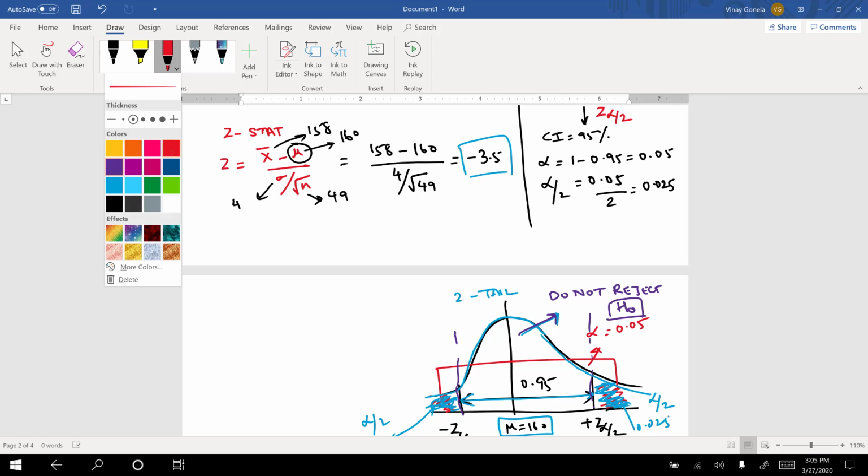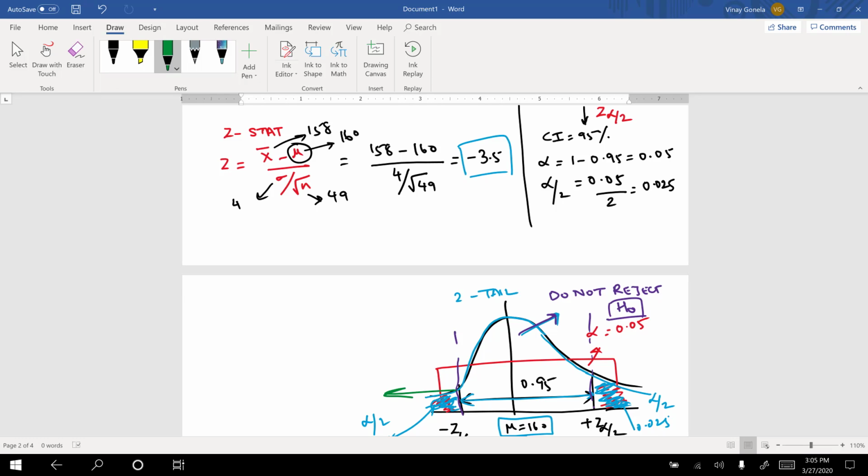Maybe I will use a different color. So if your z stat value, this negative 3.5, falls somewhere here or here, then you reject H null. That means the president's claim is false. So you reject H null. This means the president's claim of 160 is false.